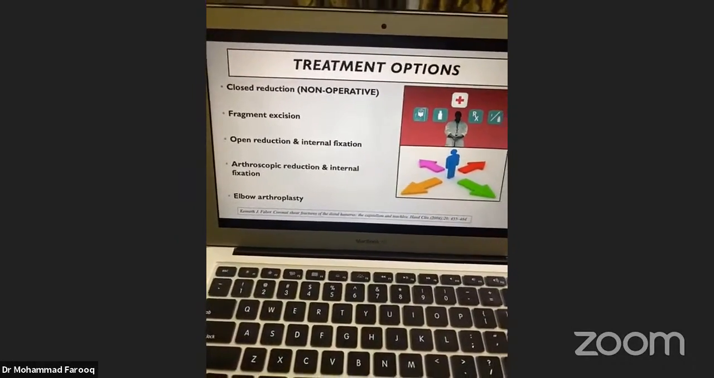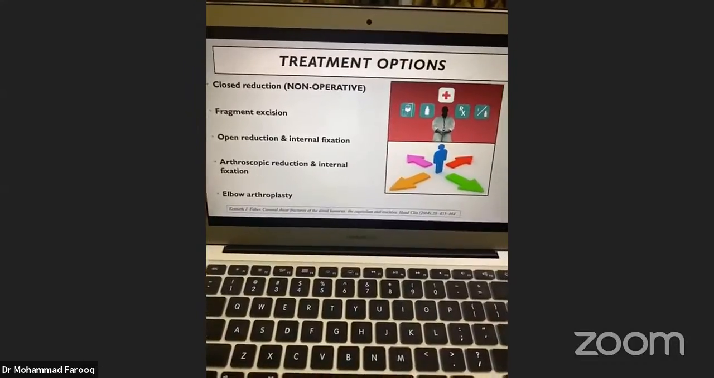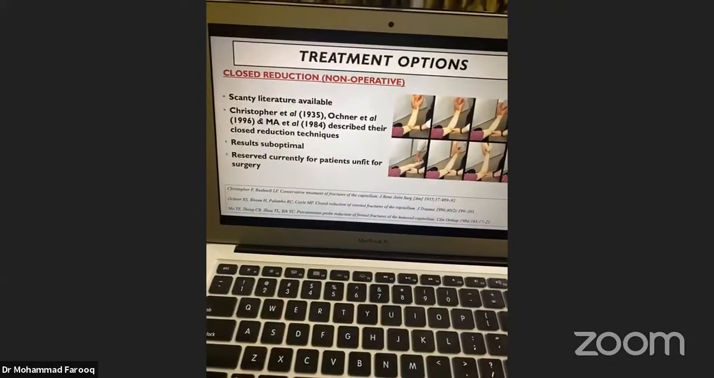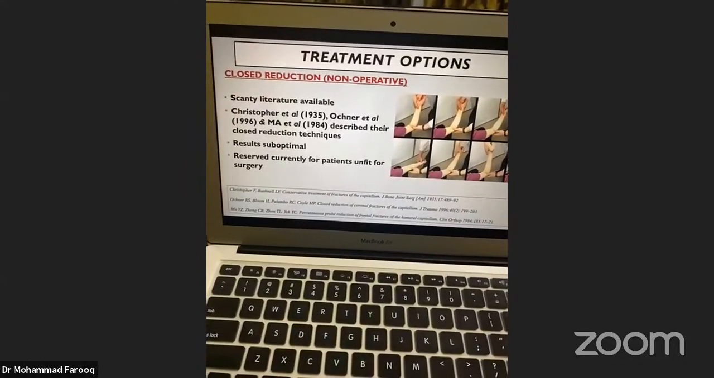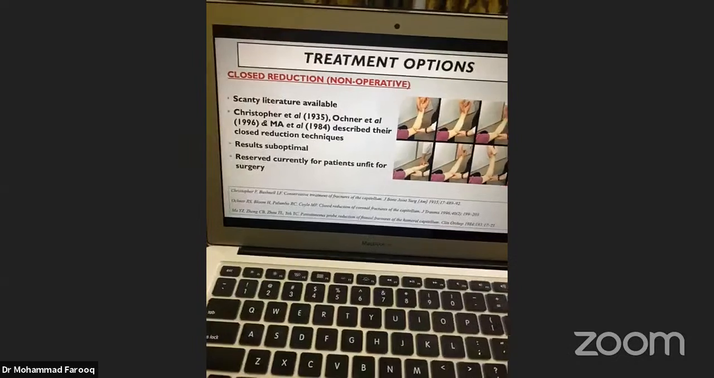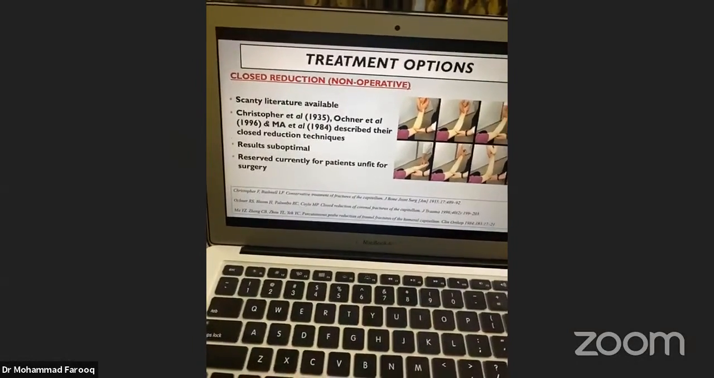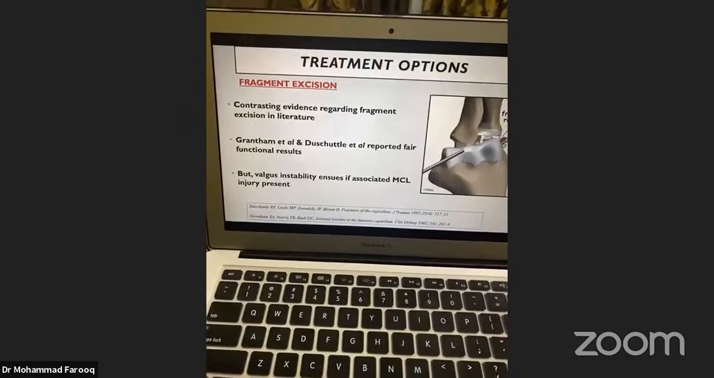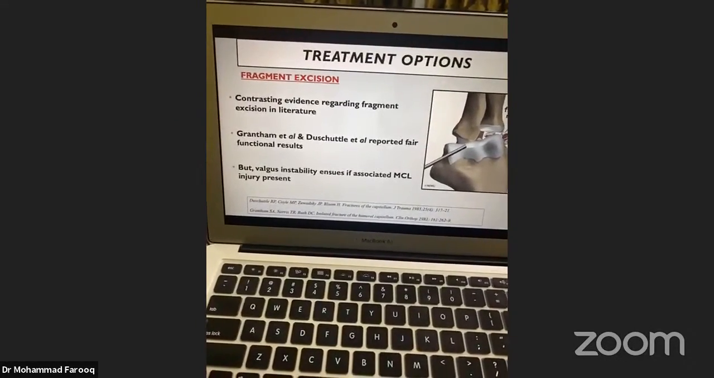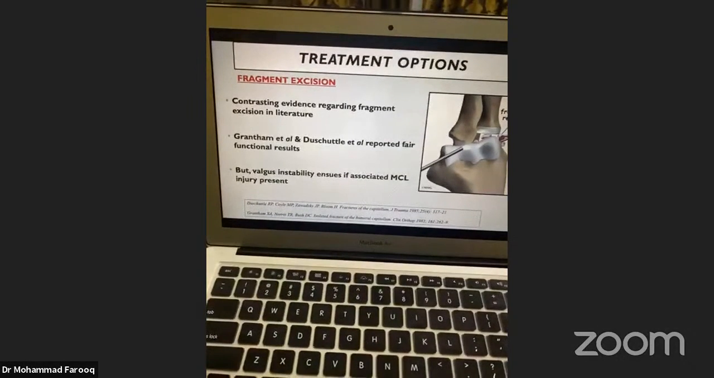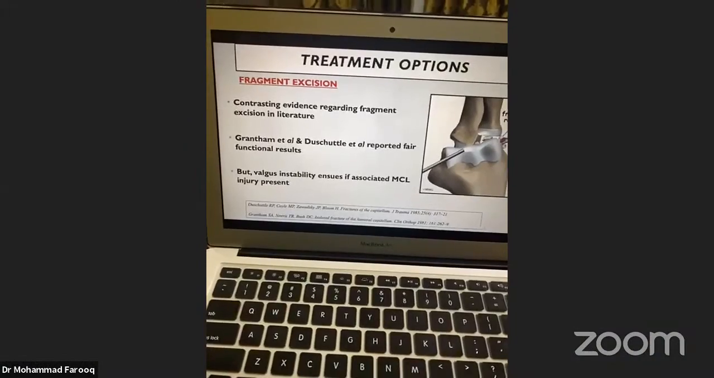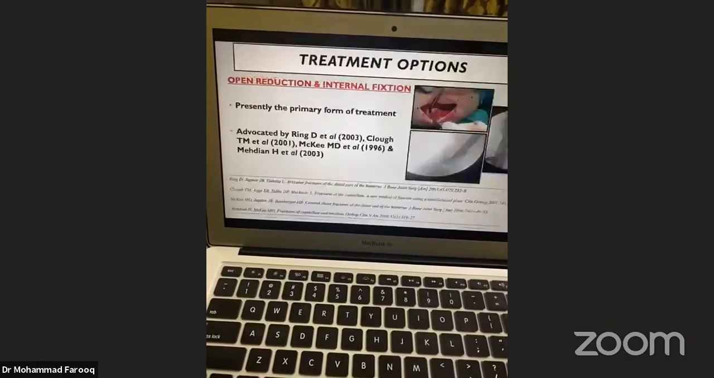Treatment options range from non-operative to elbow arthroplasties. Closed reduction is of historical importance. It is no longer recommended in view of the excellent knowledge that we have gained over a period of time and the choice of implants that we have. Fragment excision was in fact the first treatment that was published in 1934 for these fractures, but it is very rarely done and is restricted to only excision of a few osteochondral fragments.